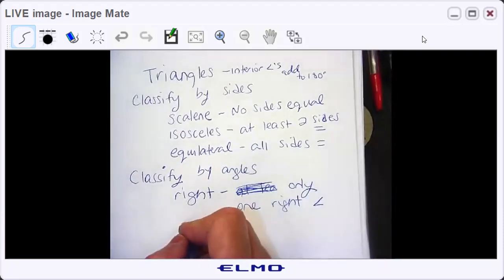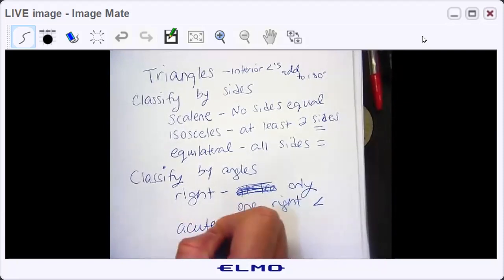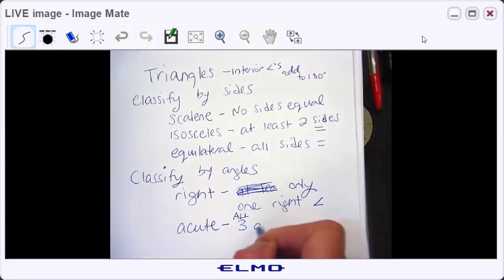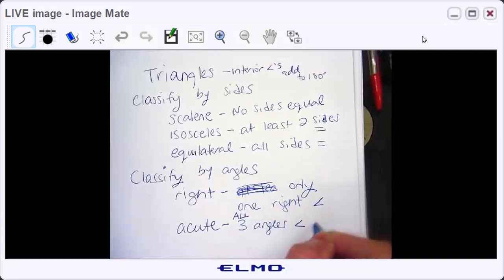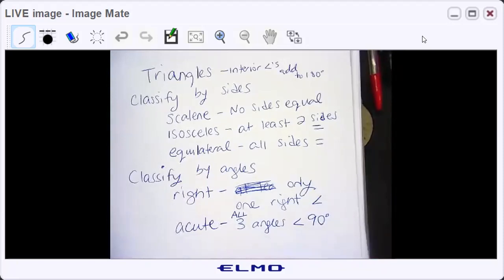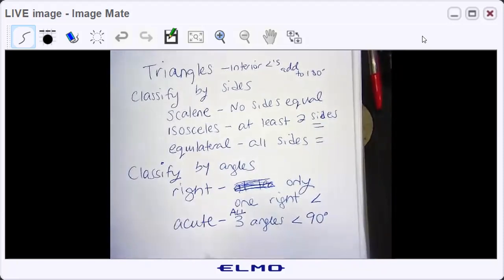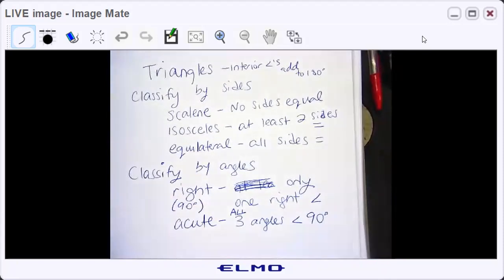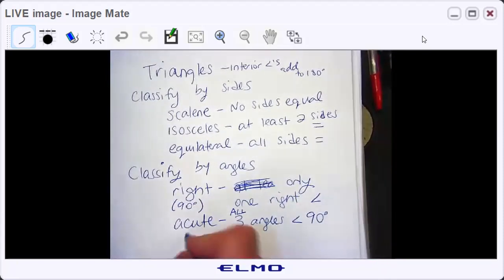We can also have an acute triangle. Speaking of acute, that would have all three angles less than 90 degrees. That's what acute by definition means. And of course, a right angle means 90 degrees if you didn't know that already. And then, let's get the last two.